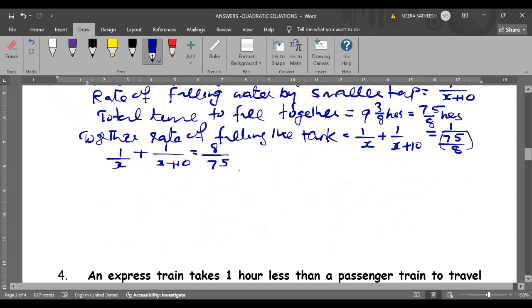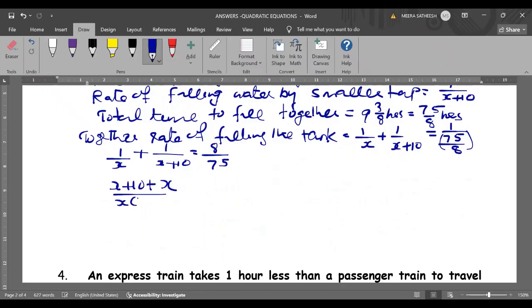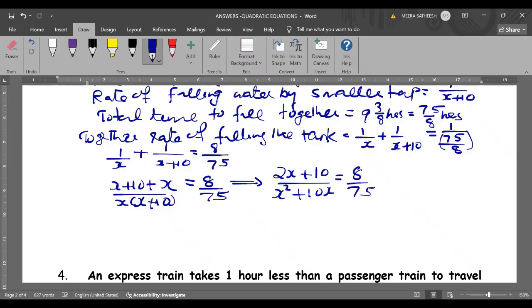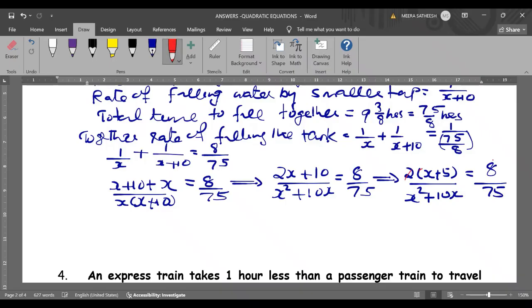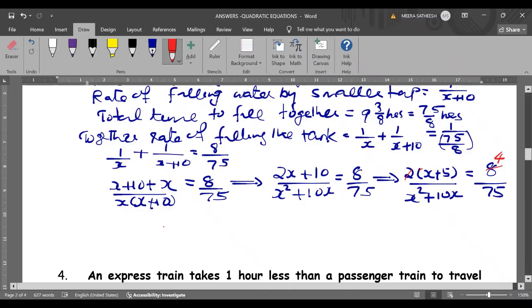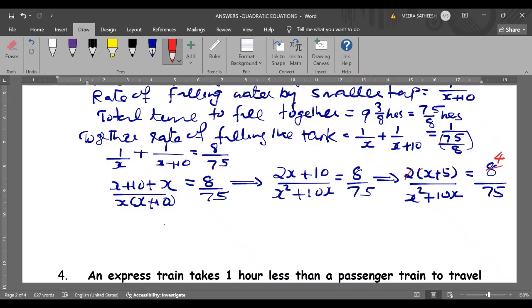Now you know how to form the quadratic equation. So take the LCM. So x plus 10 plus x by x into x plus 10 equal to 8 by 75. So 2x plus 10 by x square plus 10x equal to 8 by 75. And this side 2 is common, no? So we can take the common together. Without that also you can do, no problem, okay? x plus 5, I am making it simpler, that's all. Now I am cancelling this 2 and 8, 4 times. If you are confident only, you go with this method. Otherwise, don't take common. You just cross multiply, 75 into 2x plus 10 equal to 8 into, that way you do. Okay.